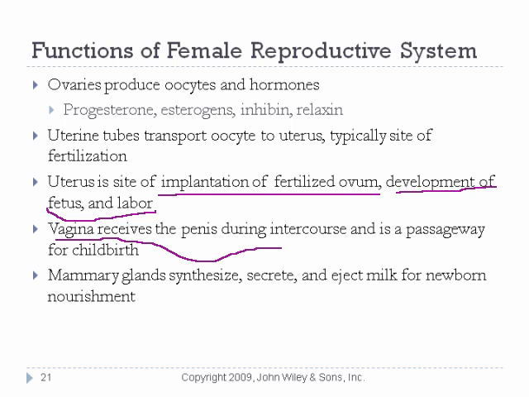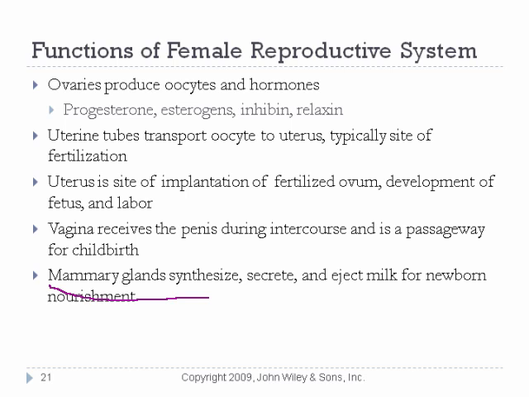The vagina receives the penis during intercourse and is a passageway for childbirth. So sperm go in, baby comes out of the vagina. And then also in the female reproductive system, we talk about mammary glands. Because if we do support pregnancy, the mammary glands begin to synthesize, secrete, and eject milk for newborn nourishment. And so that becomes one of the functions of the female reproductive system.